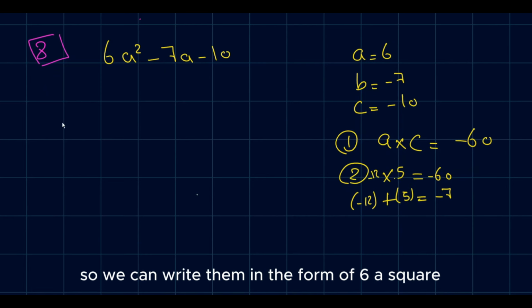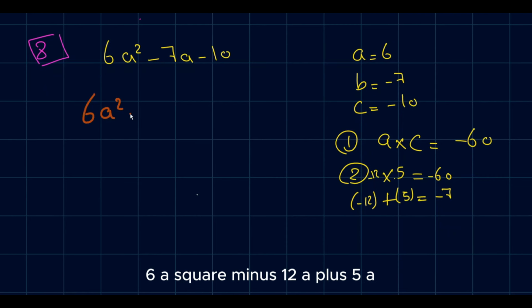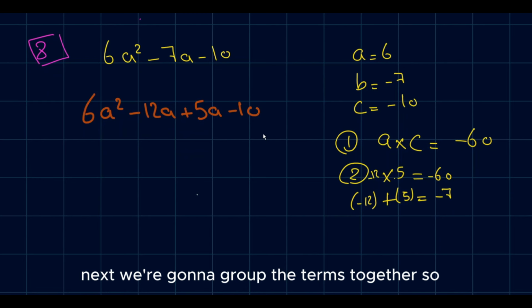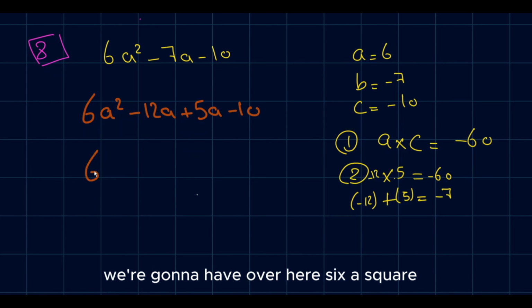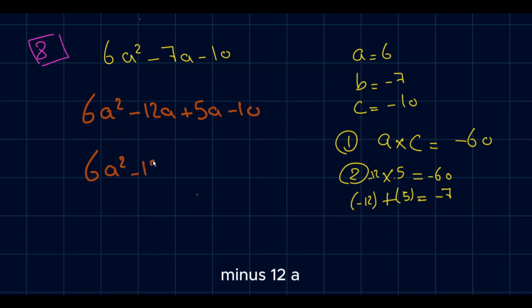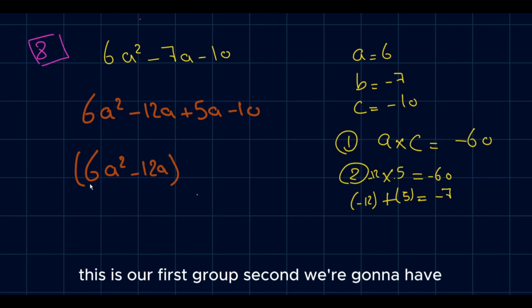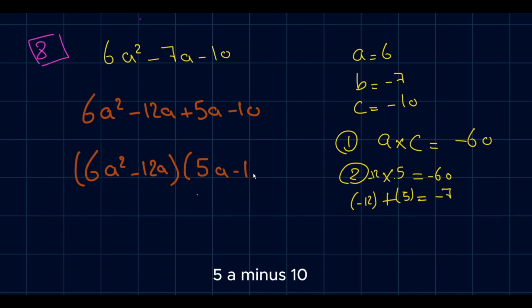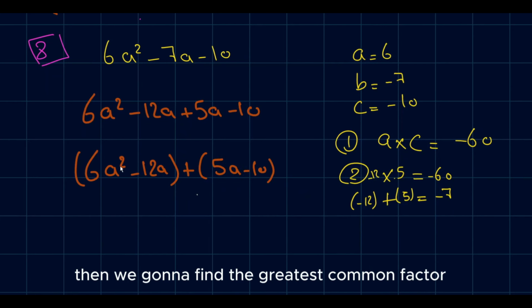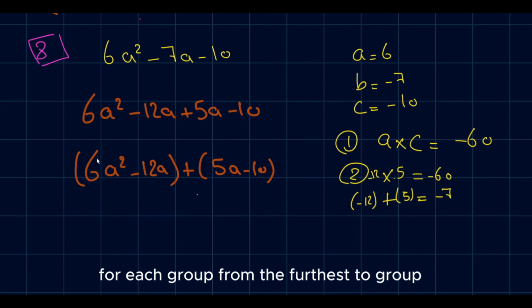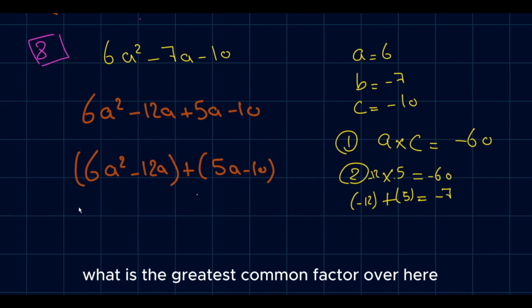So we can write them in the form of 6a squared minus 12a plus 5a minus 10. Next, we're gonna group the terms together. So we're gonna have over here 6a squared minus 12a. This is our first group. Second, we're gonna have 5a minus 10. Then we're gonna find the greatest common factor for each group. From the first group, what do we have? What is the greatest common factor over here?